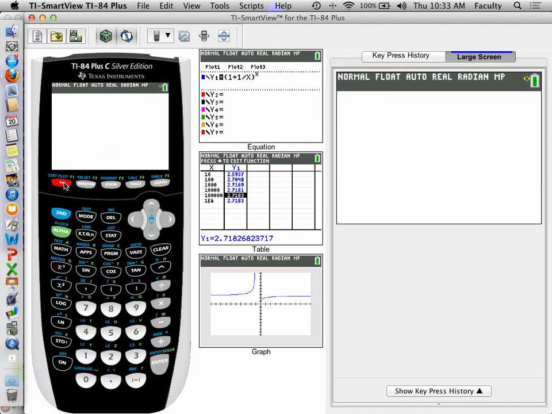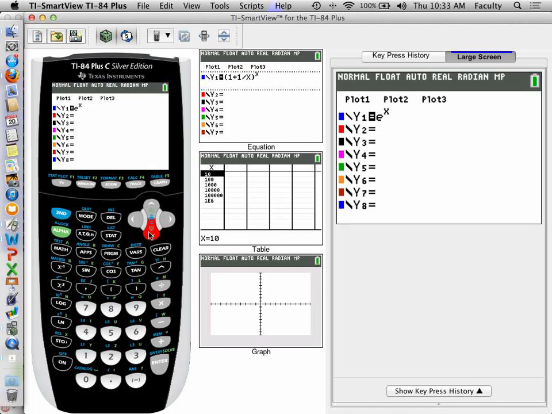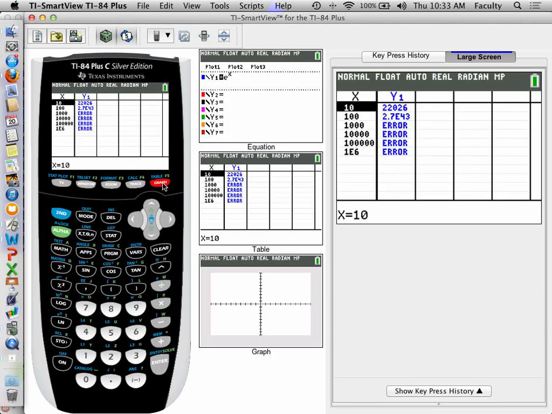And now go to your Y screen and clear out what you have. And now you're going to want to use the e to the x button that's over on the left. So you're going to do second e to the x. And let's suppose we just forgot what we had done just a moment ago, and I go to second graph, and I've got these wacky numbers in there that I need to remember.